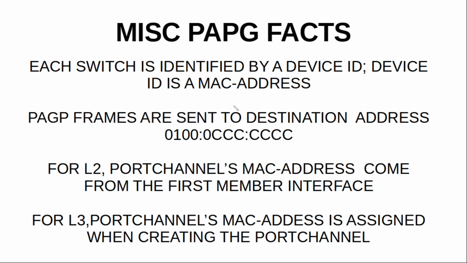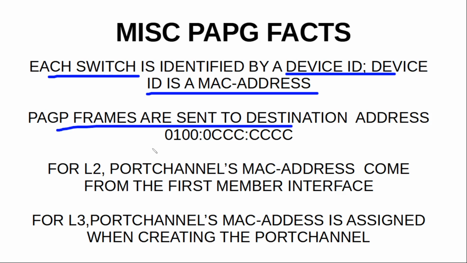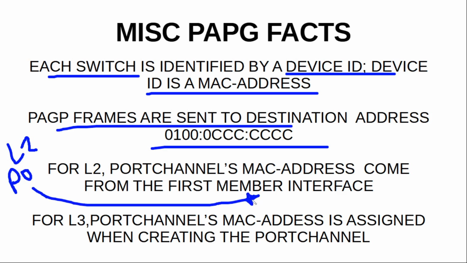Now, some miscellaneous PAgP facts. Each PAgP switch is identified by something that is known as the device ID. The device ID corresponds to the device's MAC address. The PAgP frames are sent to this destination address. For PAgP, if you create your port channel as a layer 2 port channel, this port channel MAC address will come from the first member interface MAC address. If you are configuring a layer 3 port channel, the MAC address that is chosen for this virtual interface is assigned when creating the port channel.